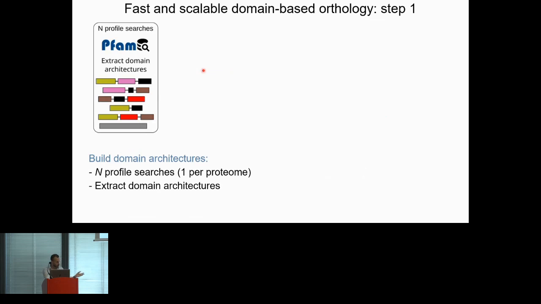Now we move to the second part, about domain-based orthology. The first thing we do is construct the domain architectures. We use HMMER 3, searching on Pfam. We do n searches in this case, one for each proteome. And then we build these architectures with the domains.